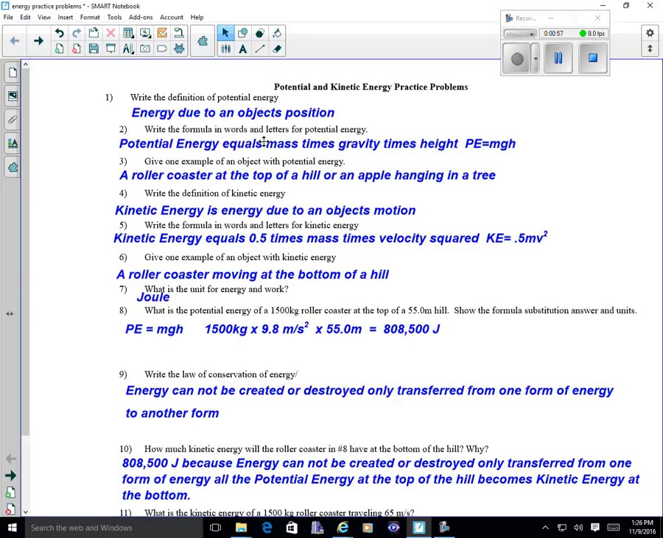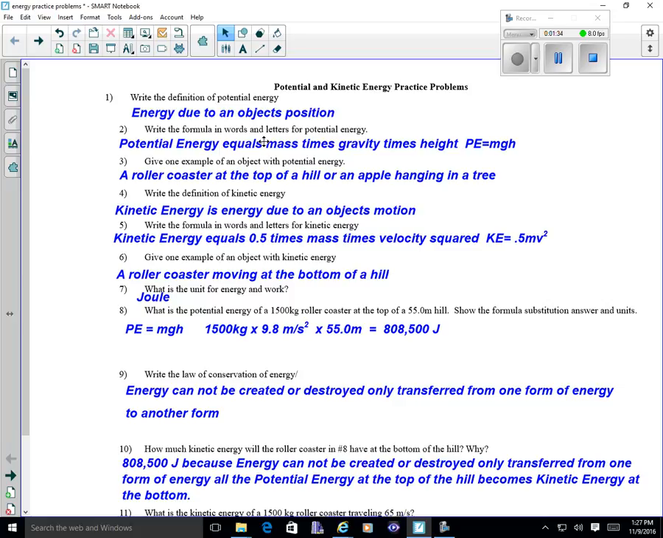Now, number 4, the definition for kinetic energy is going to be the energy that is due to an object's motion. So the faster you're going and the more mass you have, the more kinetic energy you're going to have. It's going to equal 0.5 times the mass times the velocity squared. So KE equals 1/2 mv squared. I just remember the weird way: kids eat 1/2 of most of their vegetables in a square meal. Kids eat is KE, and most of their vegetables is MV in a square meal.